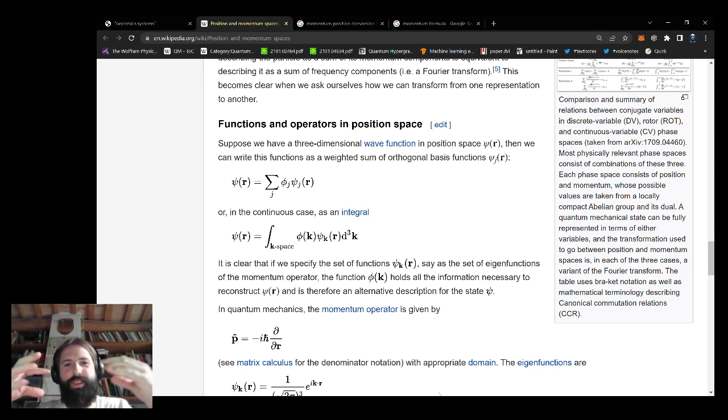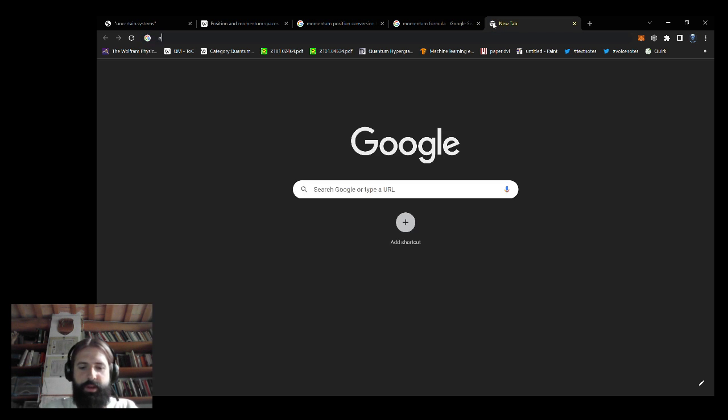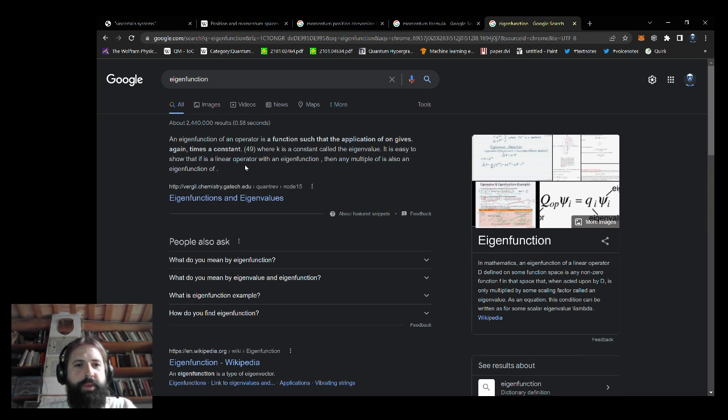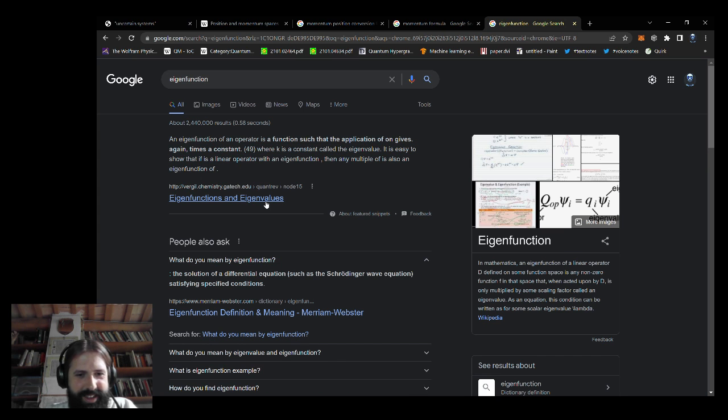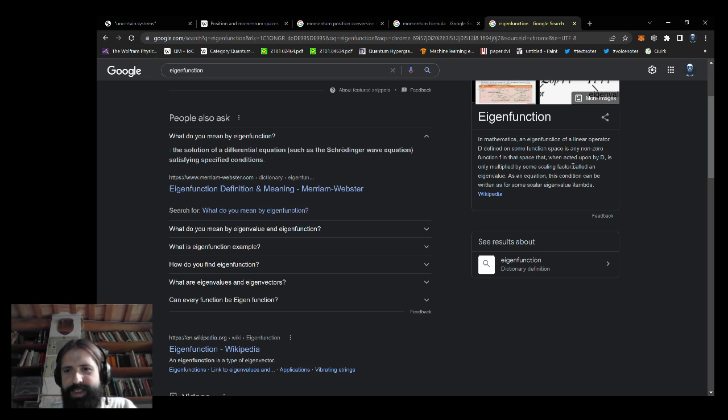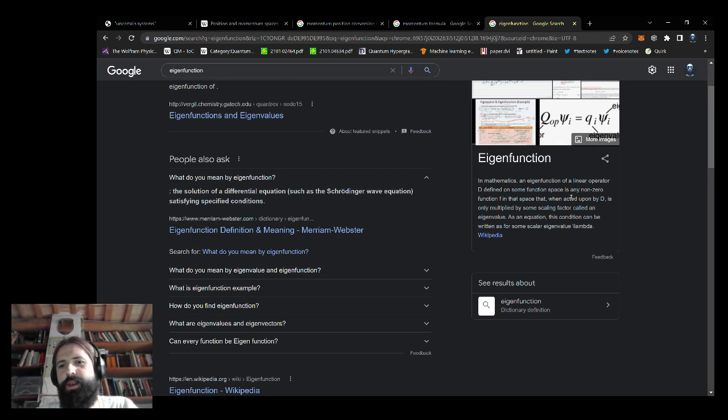I don't know if it's always true for every kind of construct, even for functions, right? It's quite crazy. The concept of eigenfunction is quite crazy. An eigenfunction of an operator is a function such that the application of the operator on it gives again a scalar times it. An eigenfunction of a linear operator is a function in that space that, when acted upon by the operator, is only multiplied by some scaling factor.